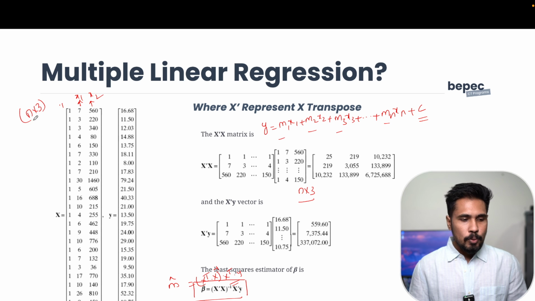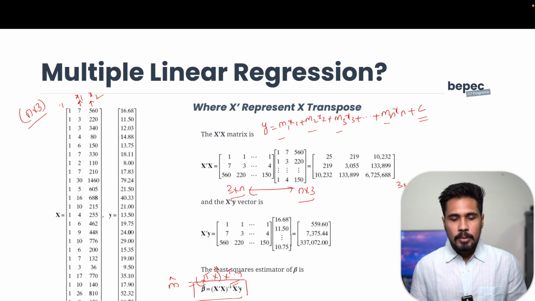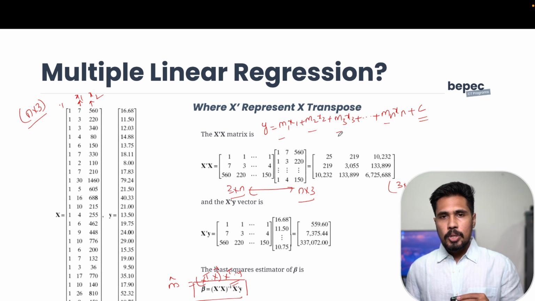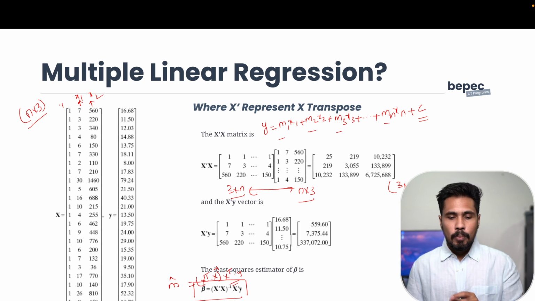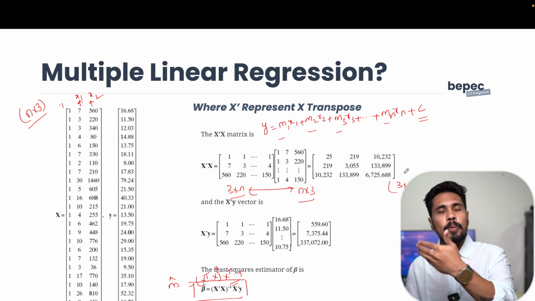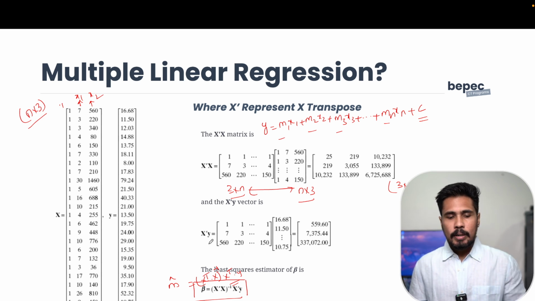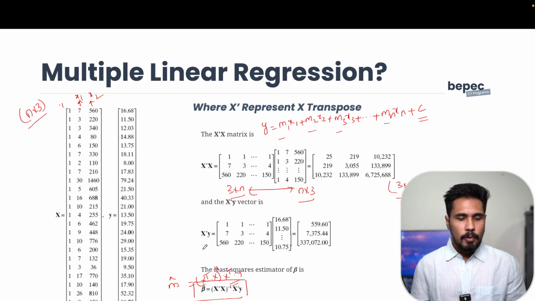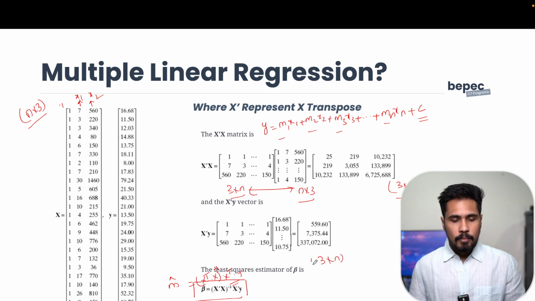When you transpose this n by 3 matrix, it becomes a 3 by n matrix. When you multiply 3 by n with n by 3, the resulting matrix is a 3 by 3 matrix. Once we have this X transpose X, we want to calculate an inverse matrix for it. Let's see how we calculate the inverse. Before that, we multiply X transpose, which is 3 by n, with y, so X transpose y is 3 by 1. When you multiply it, the resulting matrix is 3 by 1.